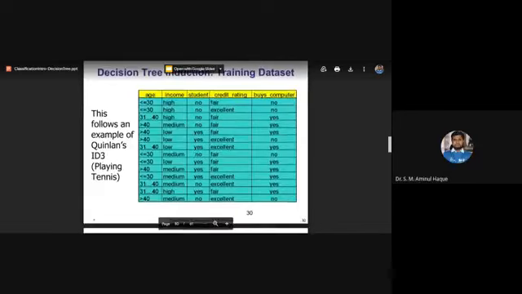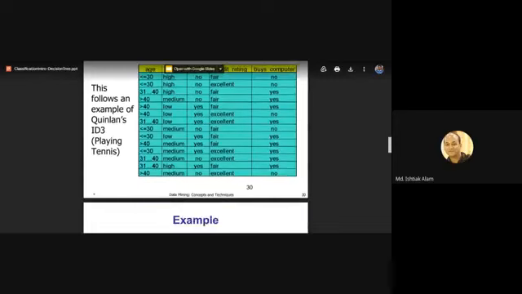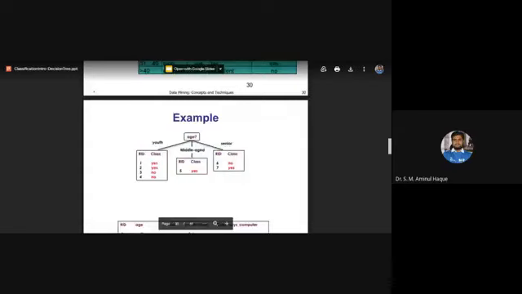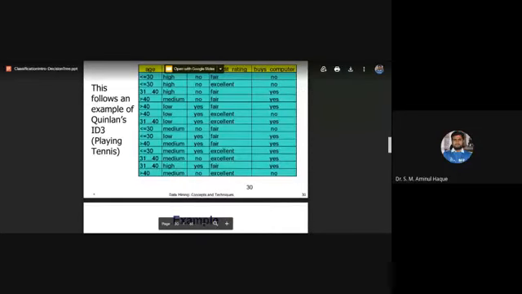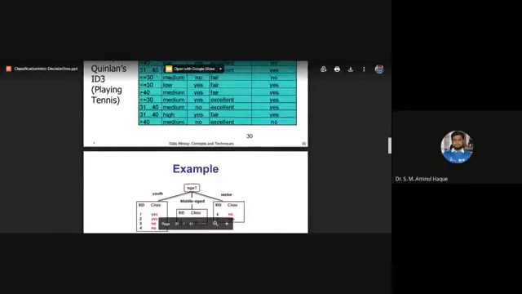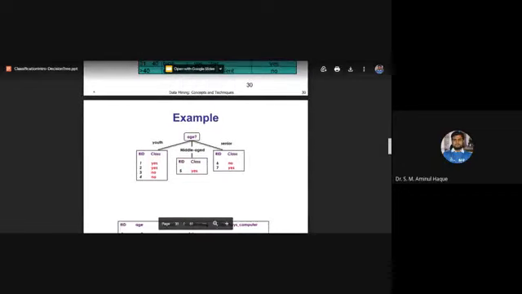So under age, how many levels are there? 3 levels. So if age is the root, it will have 3 branches because it has 3 levels. Clear? Yes, sir. So what are the branches? Let's say one is youth, one is middle-aged, one is senior.